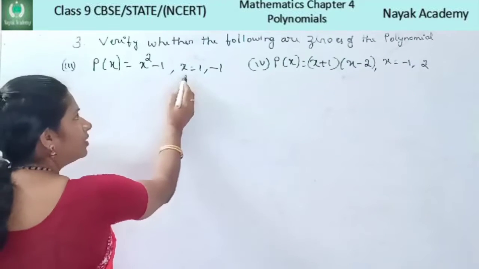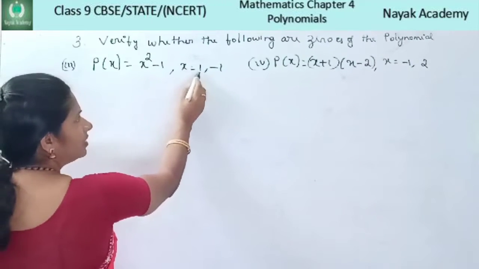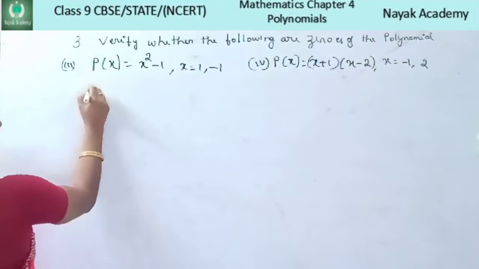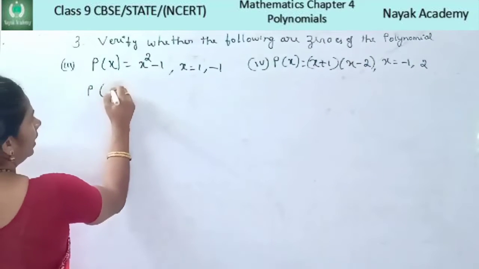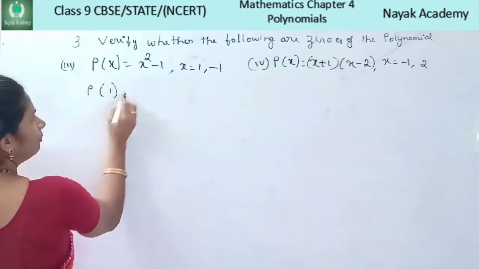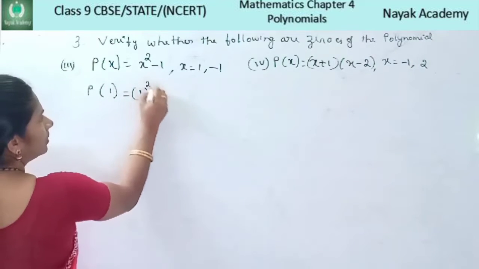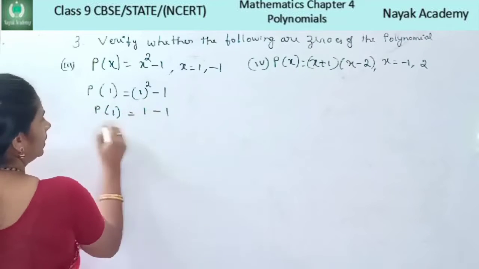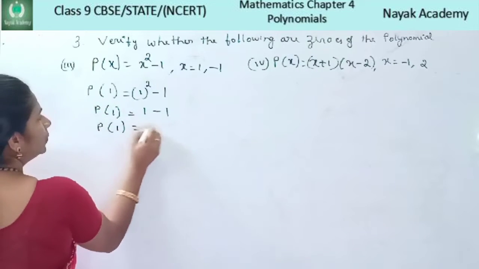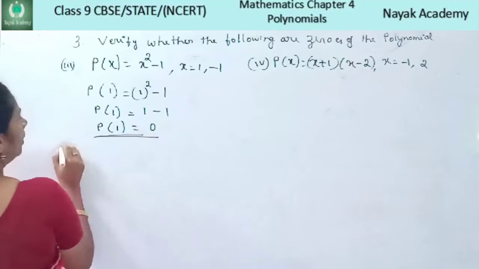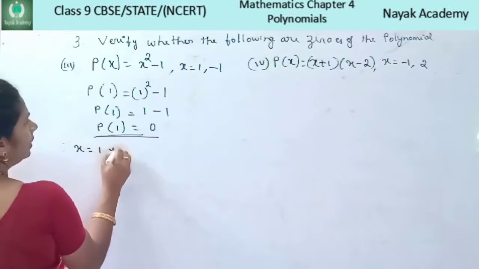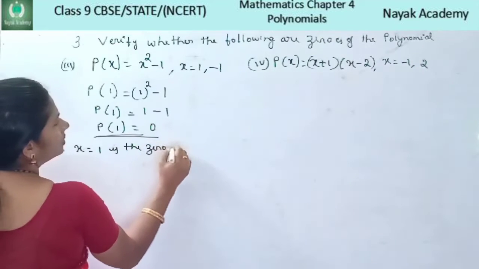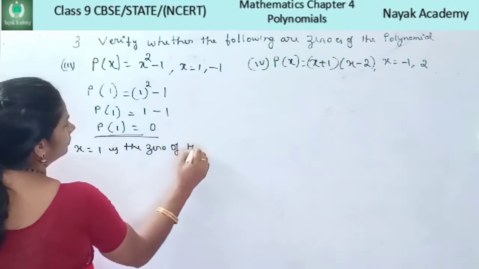Now first let us check whether x is equal to 1 is a zero of the polynomial or not. So let us substitute in place of x the value as 1. Let us find the value of P of 1 equal to 1 square minus 1. So P of 1 value is 1 minus 1. So P of 1 is equal to 0. Now x is equal to 1 is a zero of the polynomial.